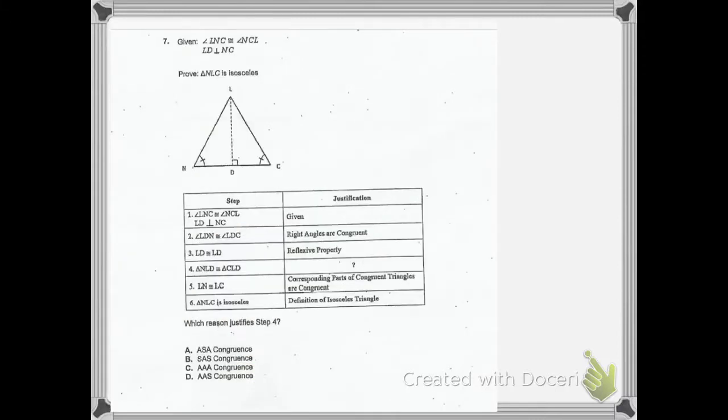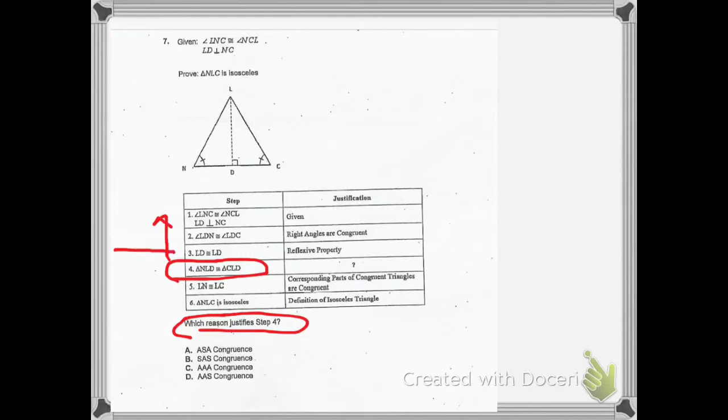Number 7, angle LNC is congruent to angle NCL, and LD is perpendicular to NC. Prove that triangle NLC is isosceles. Again, this question wants to know which reason justifies step 4. So in order to find that out, we need to look at step 4, which is proven triangle NLD congruent to triangle CLD. It would be very helpful if you would mark the information already proven in the previous steps. So I'm going to go backwards.